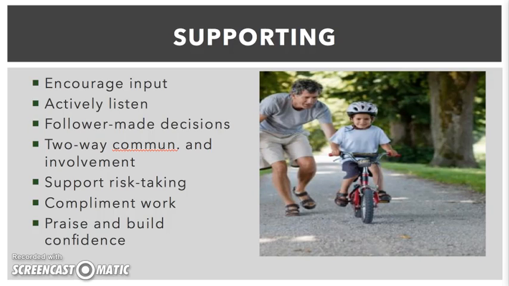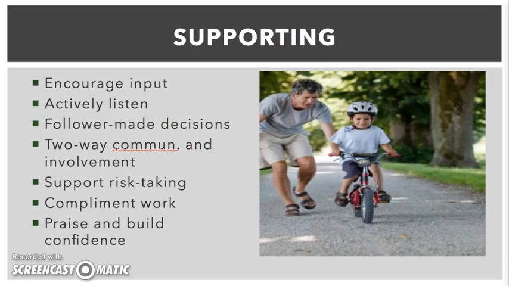So this is about encouraging input, actively listening. The decisions are more in the follower's hand, right? This child can steer this bike the way he wants to. This child can keep pedaling if they want to. So the follower, or the decision making, transitions more over to the follower in these contexts. There's, again, two-way communication and involvement at this level, and it supports risk taking. I mean, this father is helping his child ride a bike. There's a chance that this child can fall off and hurt himself, but the father's going to be there to catch him or to pick him right up if he falls.